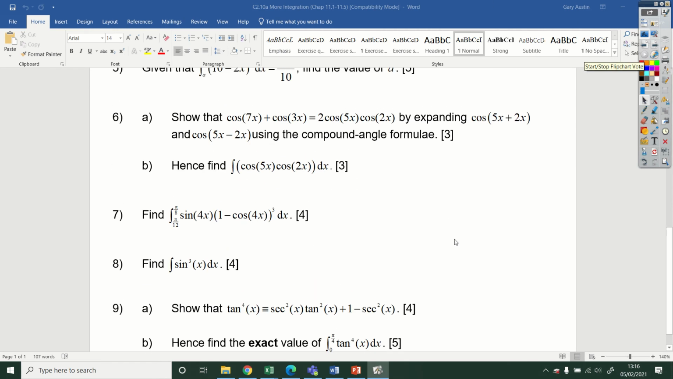Question 6. So this is using what looks like an angle sum formula there for cos of 7x, which is the same as cos of 5x plus 2x. And this one as well, using the angle difference. And then if you can get that to something nice, you can then possibly integrate this by writing it in an alternate form.